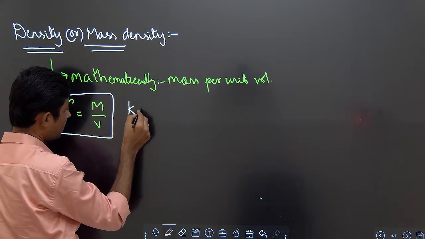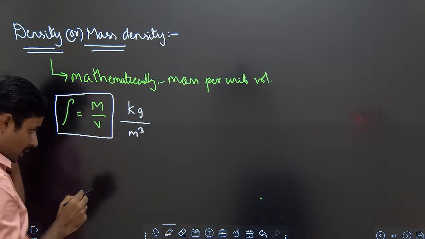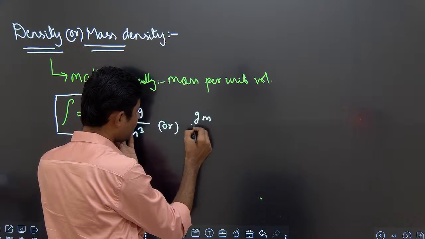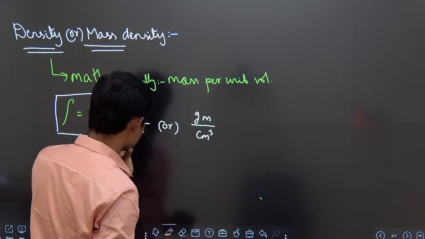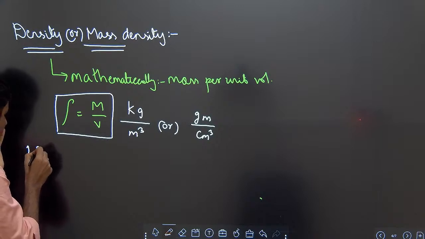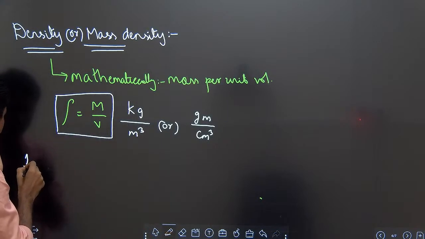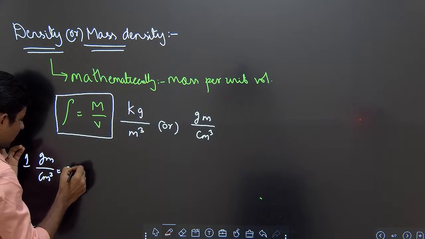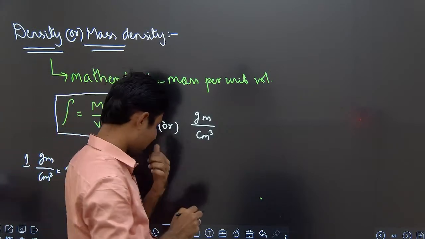Mass units is kg and volume units is meter cube. Okay, it is in the MKS system. If you write it in the CGS system, it is gram per centimeter cube. Now, 1 gram per centimeter cube is equal to how many kg per meter cube? Okay, we will convert it here.